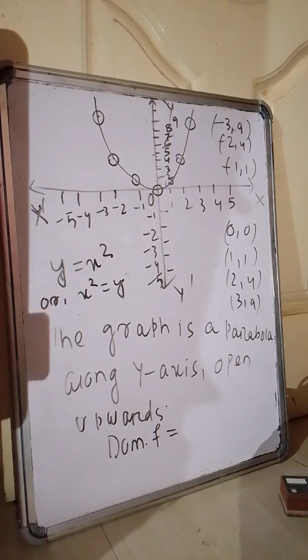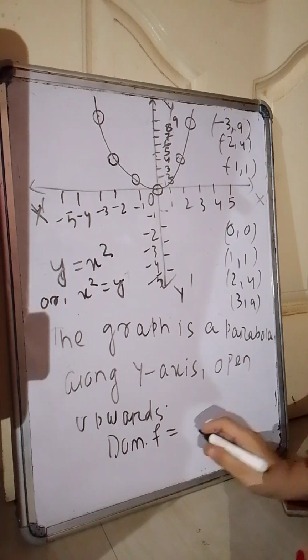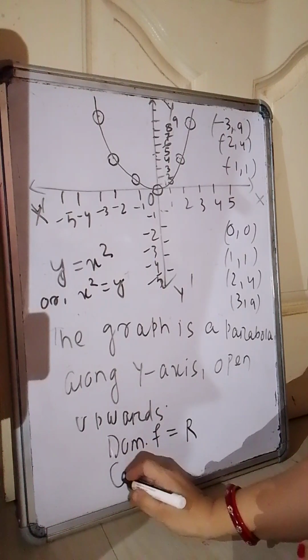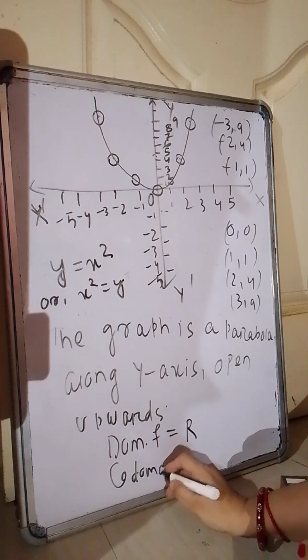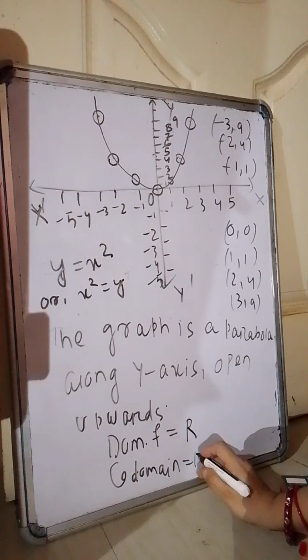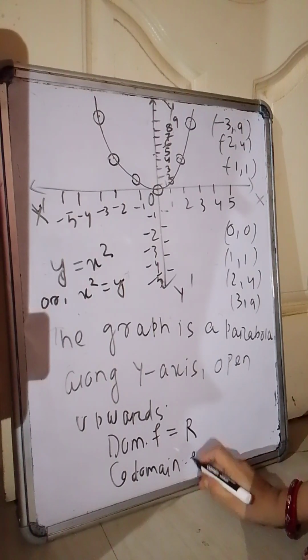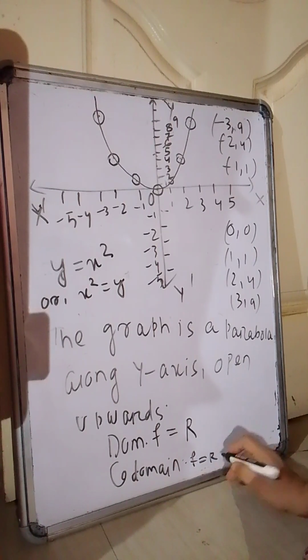Because we have defined here the function from R to R, the real number set R to R, so the domain is R, and the codomain is also R.